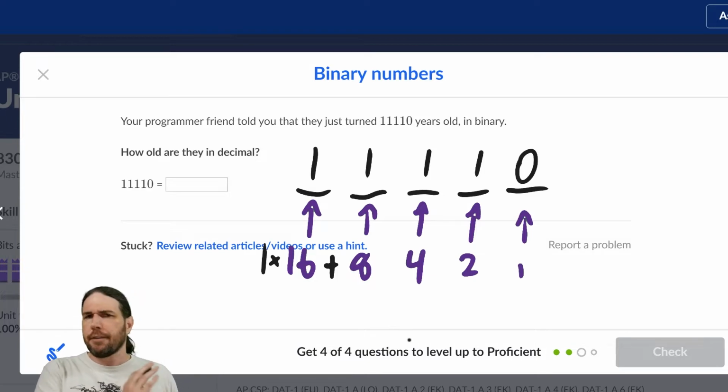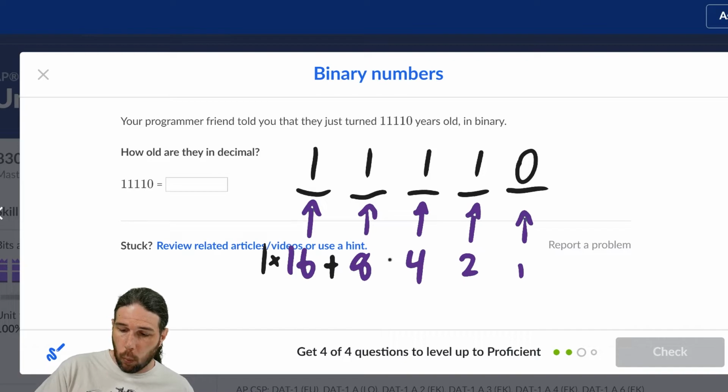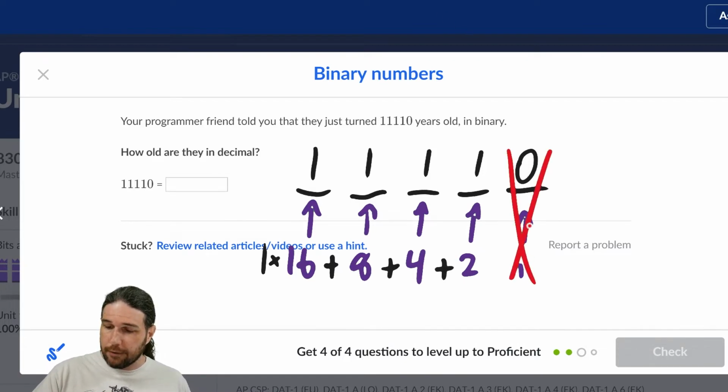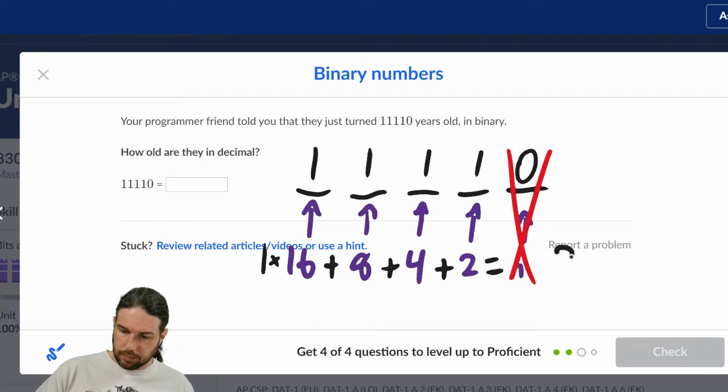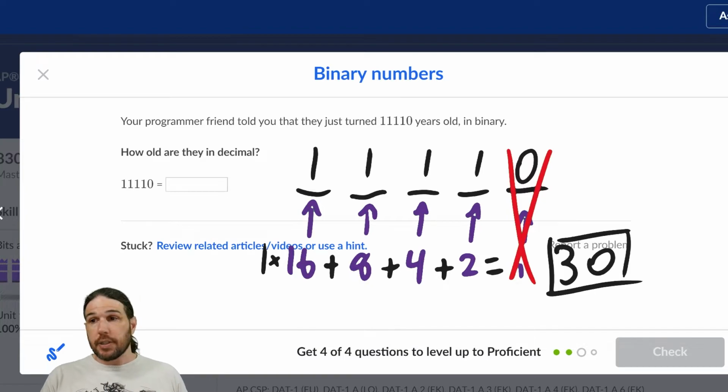I'm not going to write it any further than this because it's going to get really messy really fast, but we do have 1, 4, we have 1, 2, but we don't have a 1. It's 0 times 1 equals 0. We add up all the things that we've got. 16 and 8 is 24, and 4 is 28, and then 29, 30. So whichever way you go, and whichever way you decide to justify your answer, the answer is your programmer friend is 30 years old.